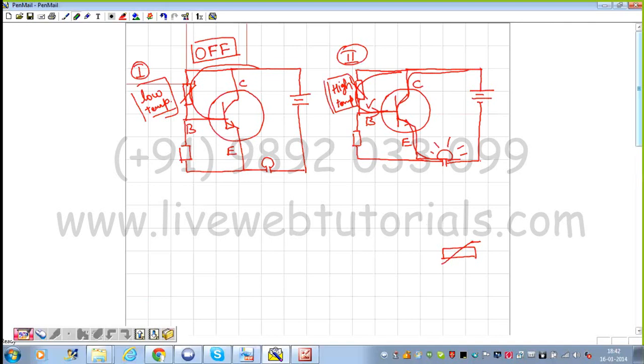Alright, so the high temperature is because of what? It's because of some fire that decreases the resistance of the thermistor. As the resistance of the thermistor decreases, the base current starts flowing. And as the base current starts flowing, the collector-emitter current also starts flowing, which ultimately rings the buzzer. In this case, the transistor is in the on position. This is the basic circuit of a fire alarm.